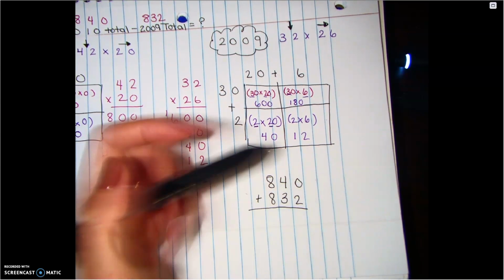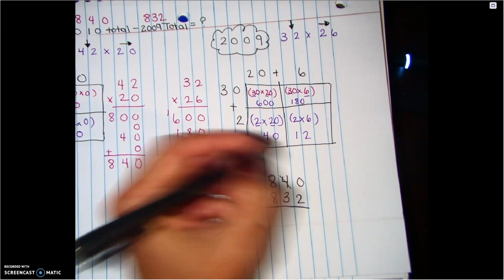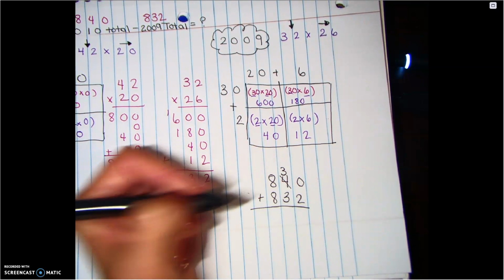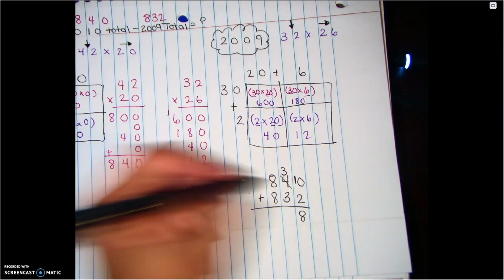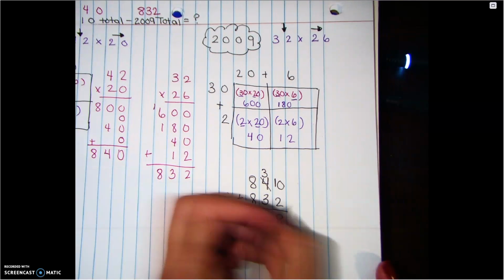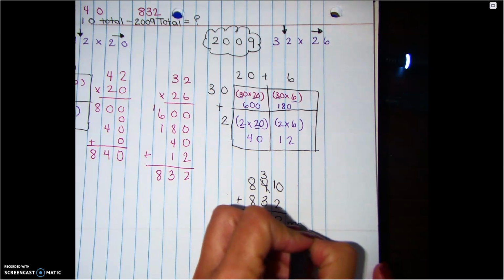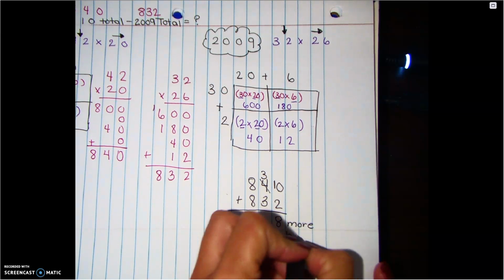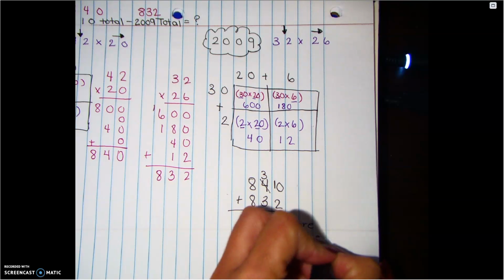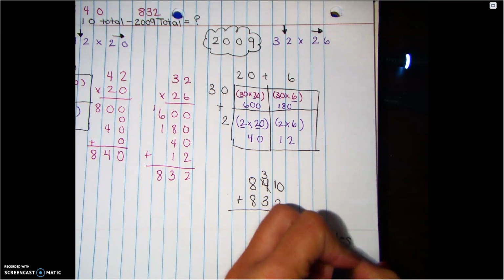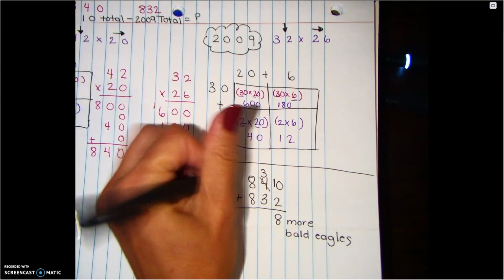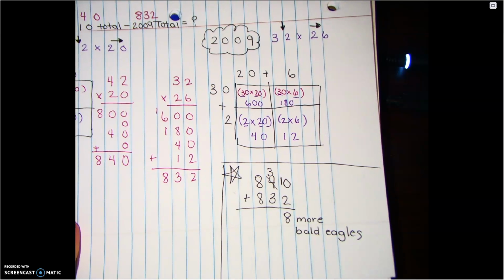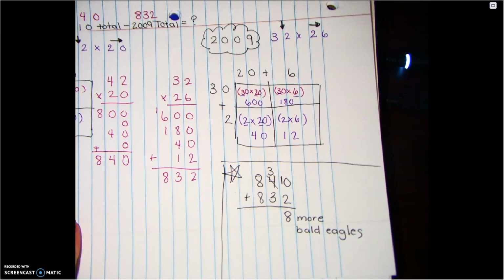Okay, I have 0, I can't take away 2. I'm going to regroup and borrow, so now that's 3 tens. We have 10 ones now. 8, 0, and 0. So my answer is 8 more bald eagles. Now, and this is my answer, so I always want to make sure that we star or circle our answer so you know where to look when you go back.